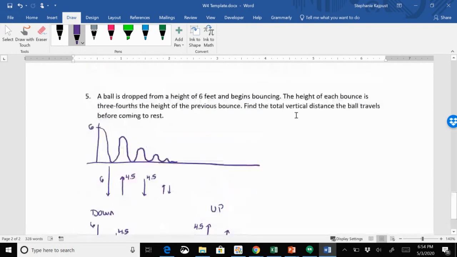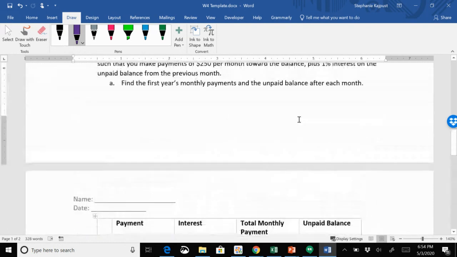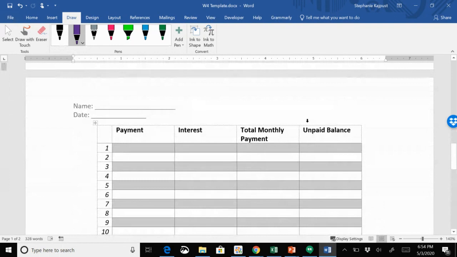Okay. Actually, while I'm here, I do want to clarify something on this number 3 here. The payment, we're paying $250 each time. The unpaid balance does not count interest. It does not include interest, because when we have loans, the interest does not go towards our balance. The interest is like the money they're making off of it. So our unpaid balance is not including the interest.